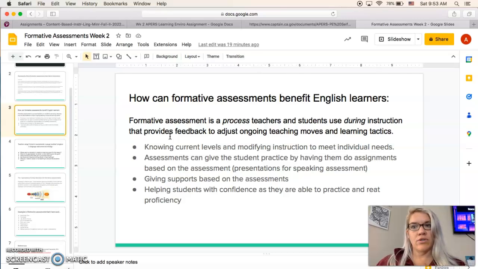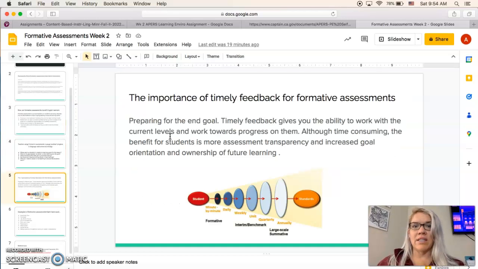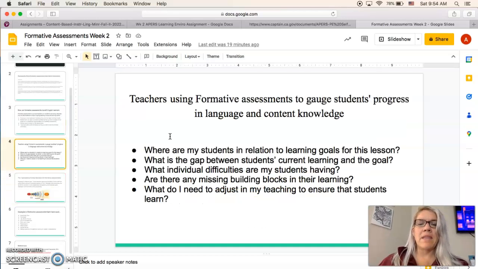We need to modify our instruction to meet the individual needs of each student. Assessing can give them practice and help them to be confident, especially when it comes to speaking assignments. And then we can, in the moment, give supports based on their assessments. So if they need something different, let's give them something different, okay?